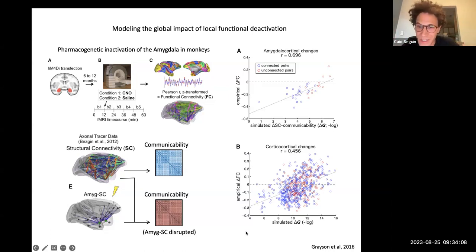So now you have functional connectivity between cortical regions that did not receive the intervention, and yet their functional connectivity changed due to the fact that the amygdala went offline. And you can still predict this change in the functional connectivity of cortical regions based on the simulation of how communicability would change if you actually lesioned the amygdala in the structural connectivity matrix. So I think this is a really nice and compelling demonstration of how these models can be useful.